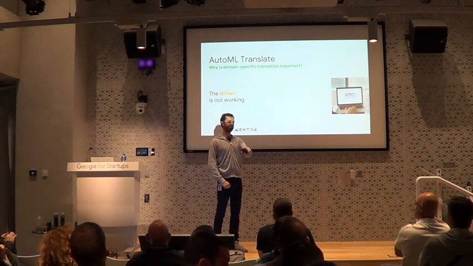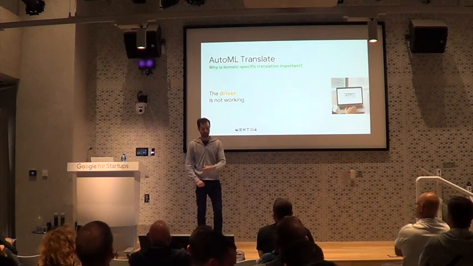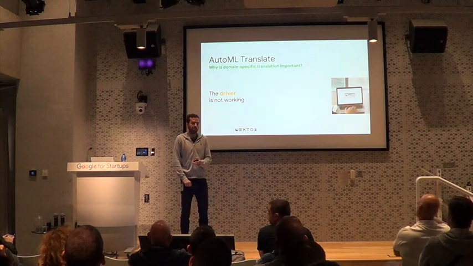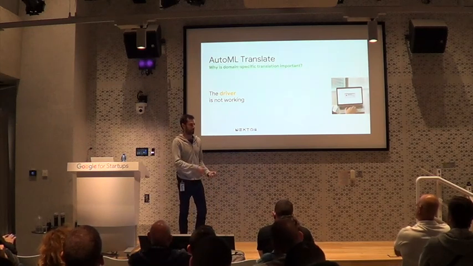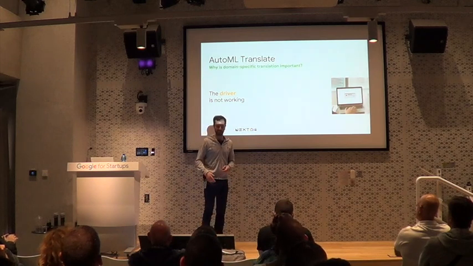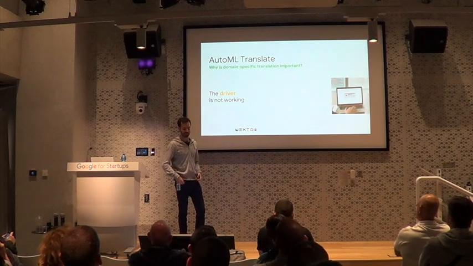People at the back, can you hear me? Perfect. So, take this passage here, the driver is not working. That could mean a variety of different things, right? It all depends on the context. It could be maybe the guy driving the car isn't working, but what does it mean? So how can we apply AutoML Translate to this sort of problem?